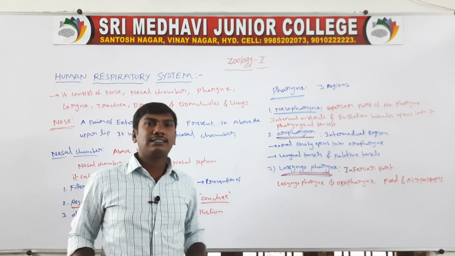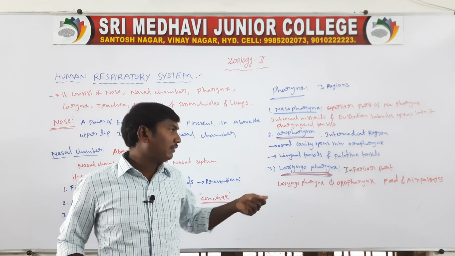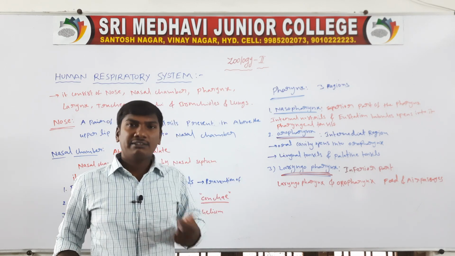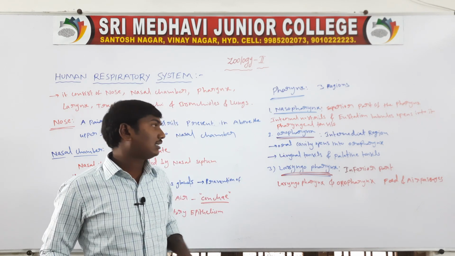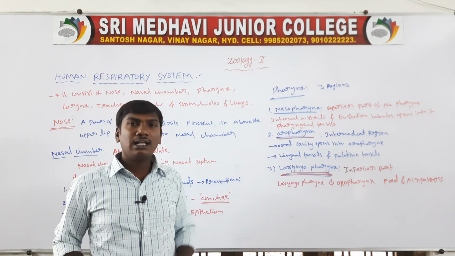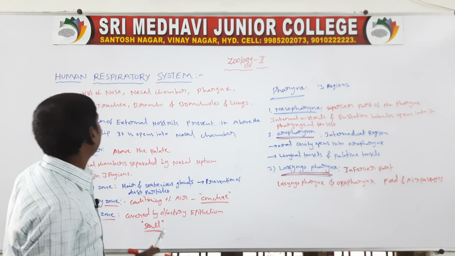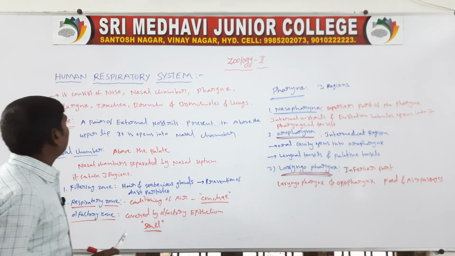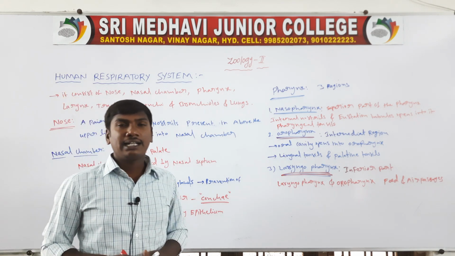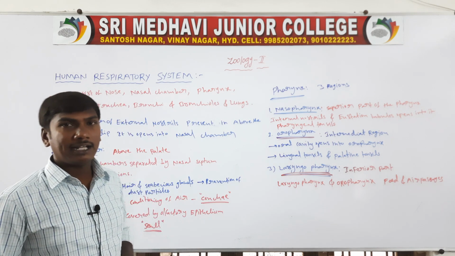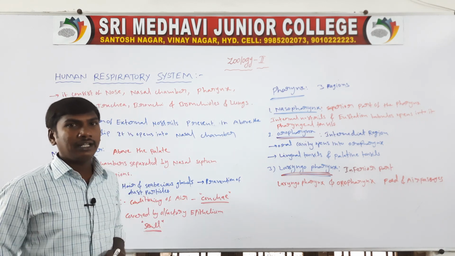Next one, laryngopharynx. The laryngopharynx is the inferior part of the pharynx. The oropharynx and laryngopharynx are the common passages for food and air. So these are the pharynx. Next one, larynx, trachea, bronchi and bronchioles. They continue in the next class.